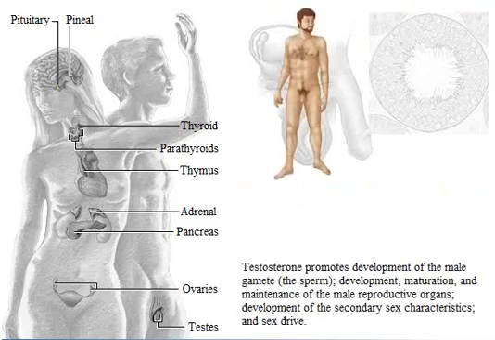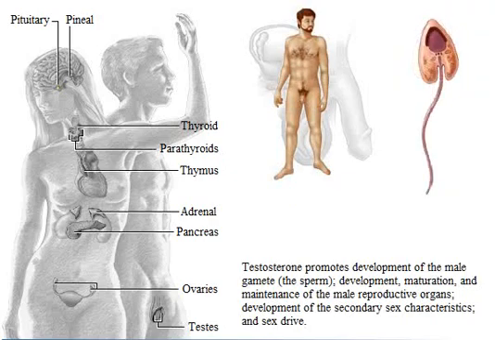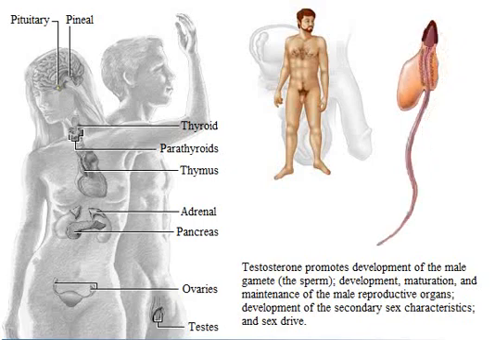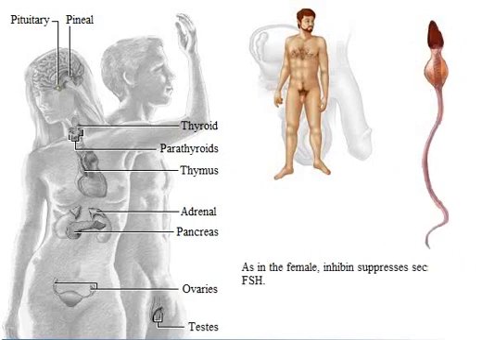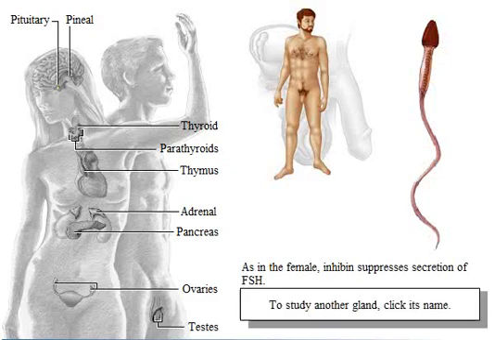Testosterone promotes development of the male gamete, the sperm, development, maturation, and maintenance of the male reproductive organs, development of the secondary sex characteristics, and sex drive. As in the female, inhibin suppresses secretion of FSH. To study another gland, click its name.